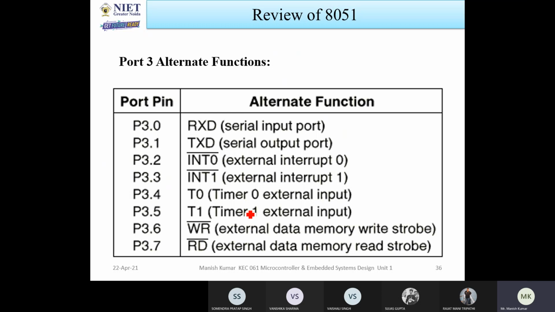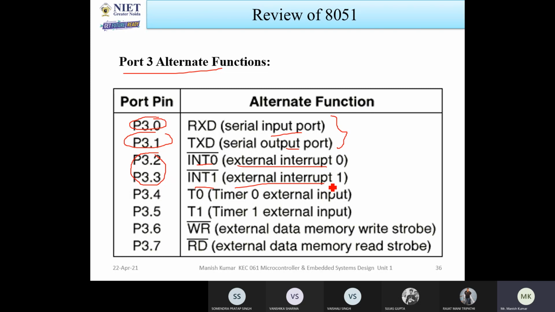Now you can see the port 3 alternate functions. P3.0 and 3.1 are used for serial communication, that is serial input port and serial output port, the receiver and transmitter. P3.2 and 3.3 are used for the external interrupts. INT0 indicates external interrupt 0, INT1 is external interrupt 1. Port 3.2 and port 3.3 are dedicated for the external interrupts.